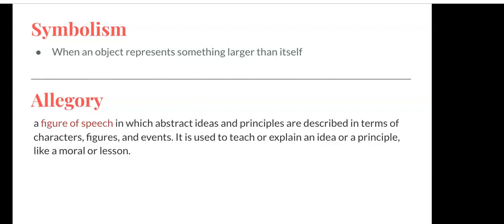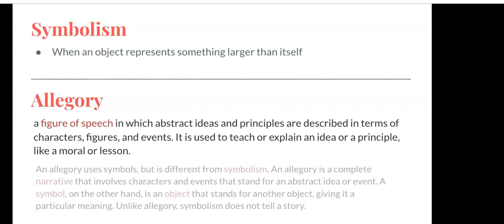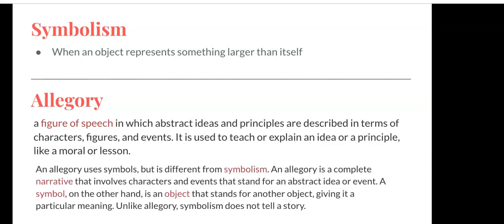So a lot of times when we think about allegories, we think about stories that teach morals like the tortoise and the hare. They represent something larger, the whole story, okay? The tortoise represents someone who is patient and productive and takes his time. The hare represents someone who just speeds through things and is cocky and conceited and doesn't think, okay? So the difference here is that an allegory uses symbols, but it's a complete story that uses symbols. The whole story stands for something, okay?